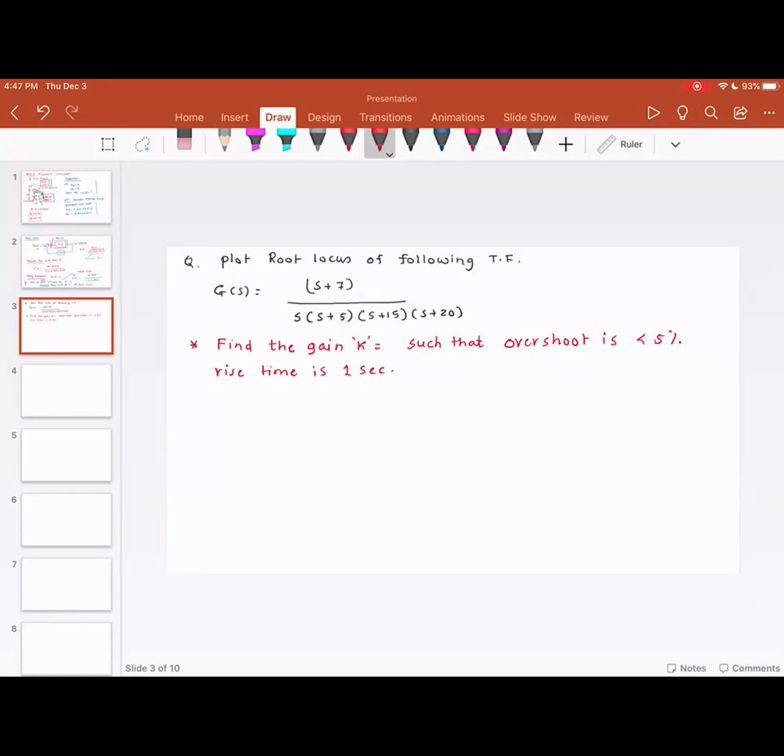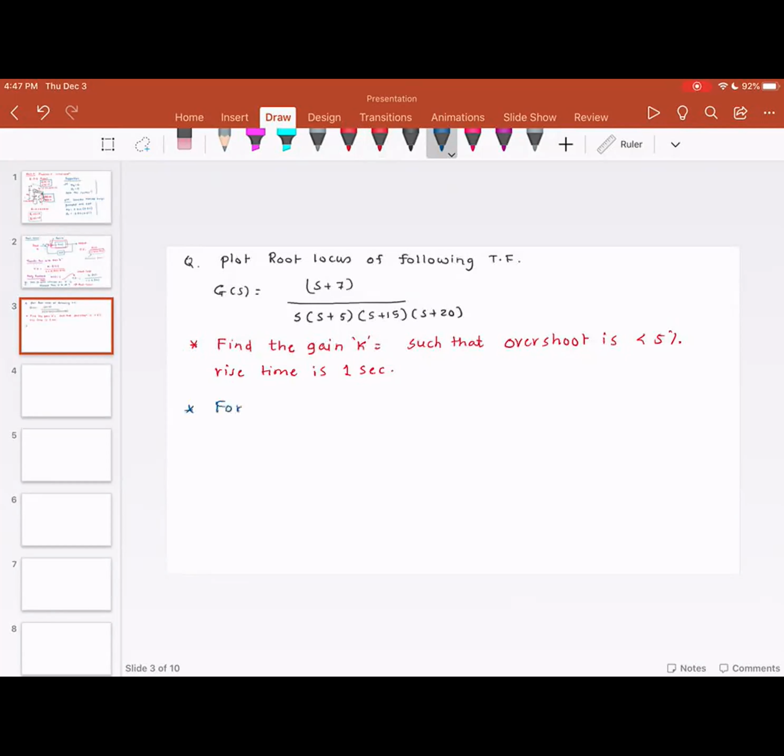So once the root locus is plotted, what we want to do is find the gain value in such a way that the overshoot is less than 5% and the rise time is equal to 1 second. Now, there are two ways to solve this problem. One is using Matlab, and the other one is using hand calculations and the notes that we discussed in last class.